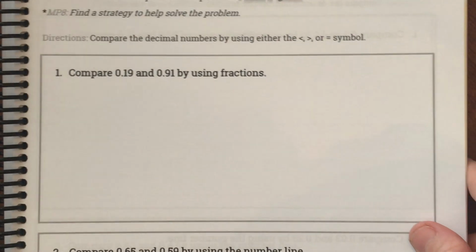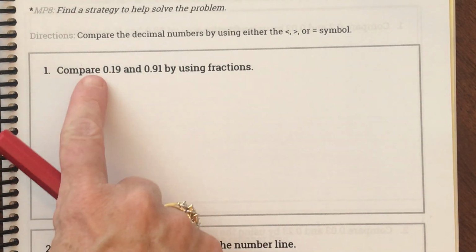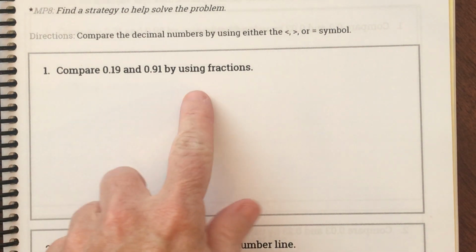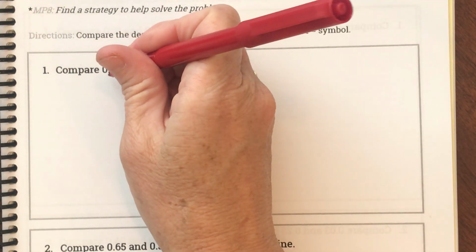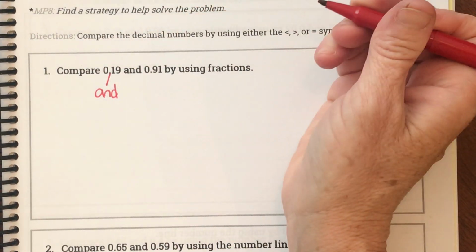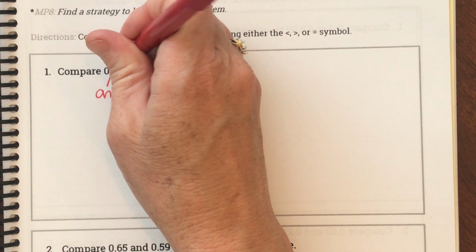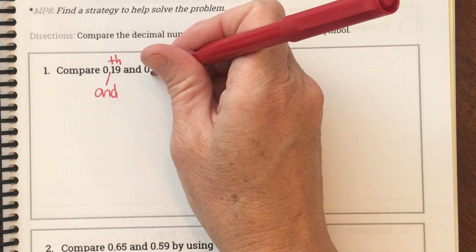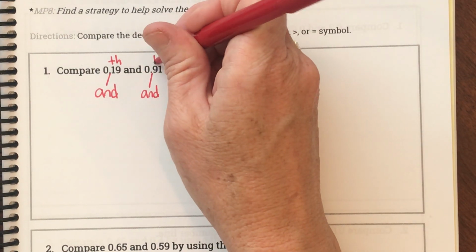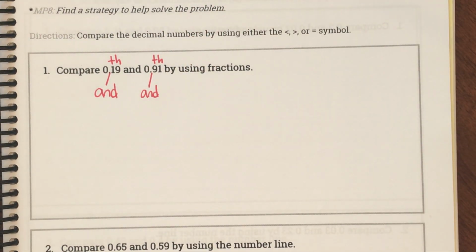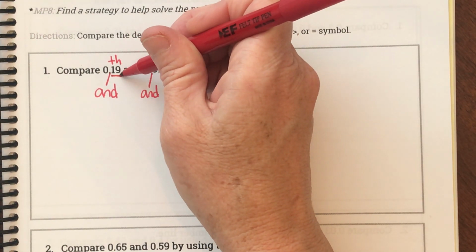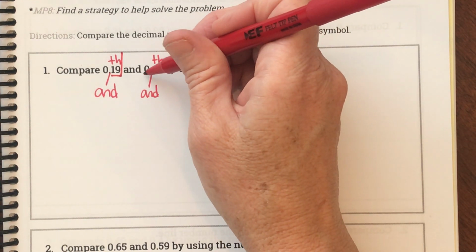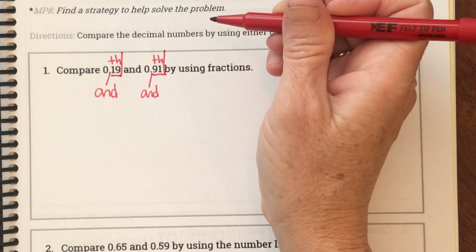Okay, so I'm going to get started right away. Here's my first problem. And it says compare these two decimals by using fractions. Okay, well, I need to be able to say those correctly. So what do I know about saying them? With decimals I always put my place values on top: tenths, hundredths. Okay, so how would I say these? This one's 0 and 19 hundredths. And this one is 0 and 91 hundredths.